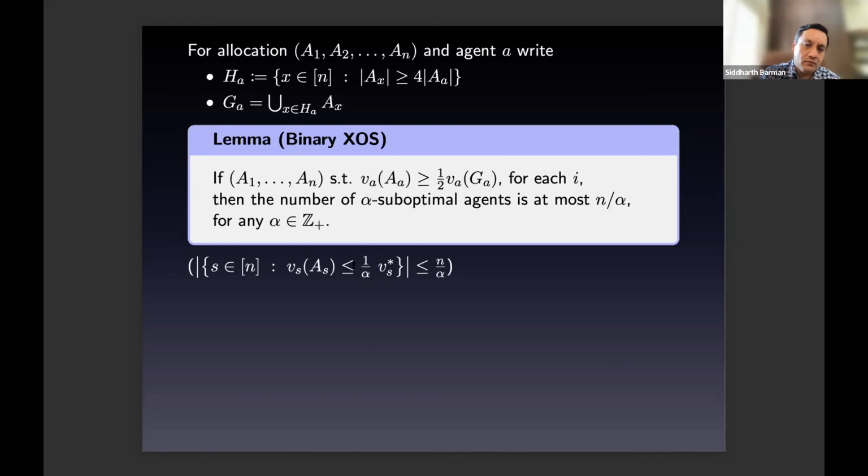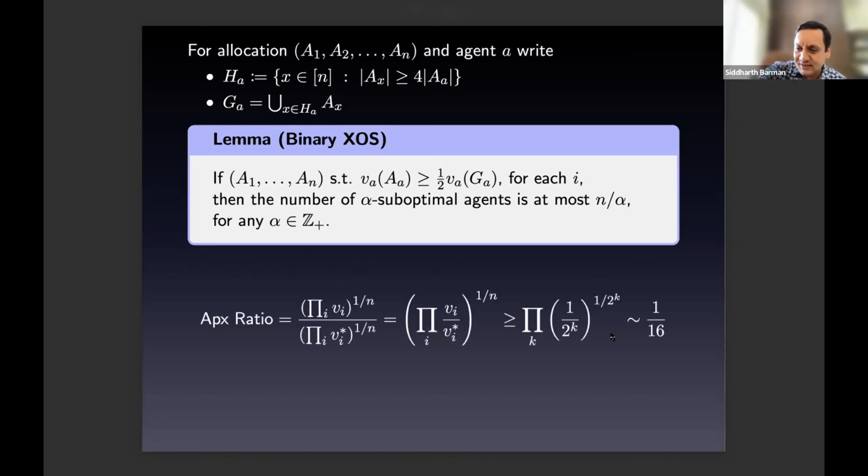Well, you can say, okay, how many agents are getting less than 1/16 times their optimal value? You can tell me that it drops linearly, it's n/16. How many are getting log n? Then that will be n/log n. So for any alpha, this holds true. So great. And that is it.